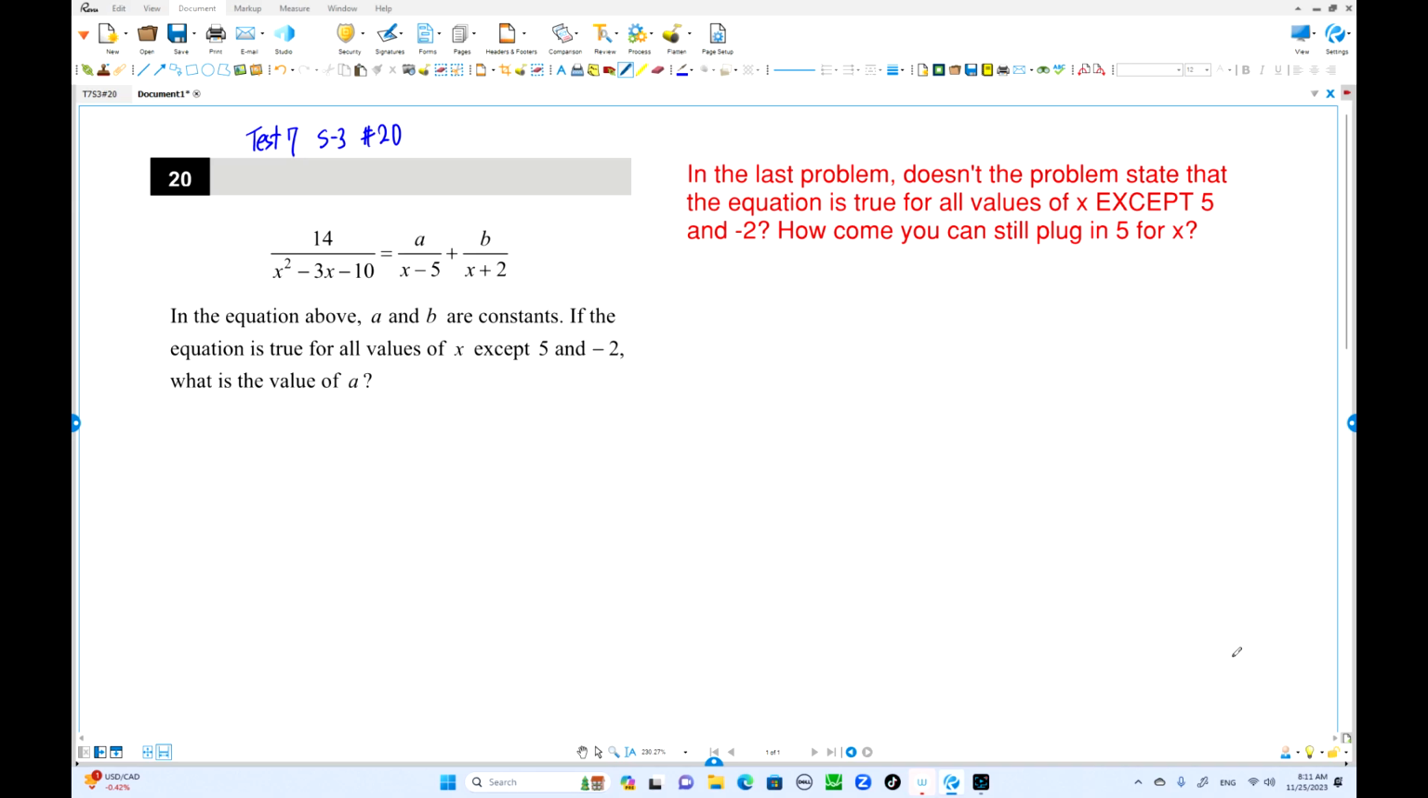You sent me an email, okay, about question number 20, right? This is test 7, section 3 in my book. Okay, so your question over here: the problem cannot use 5 and negative 2. Yeah, yours is correct, absolutely. We cannot use these two numbers because the denominator is 0, right?